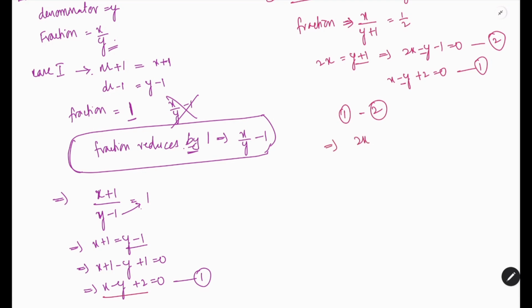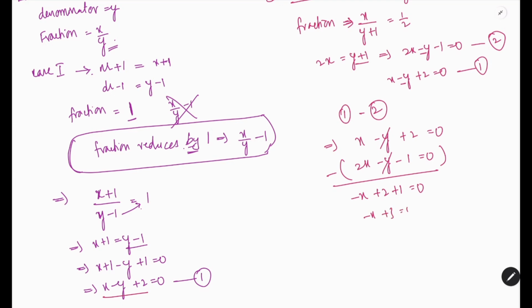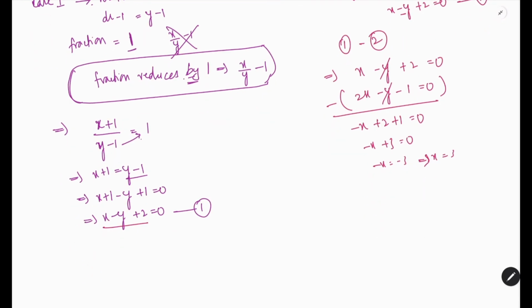The first equation is x minus y plus 2 equal to 0, and the second equation is 2x minus y minus 1 equal to 0. Subtract these two. x minus 2x is minus x. Minus y, minus of minus y is plus y. Minus y plus y cancels, and 2 minus of minus 1 is plus 1. So minus x plus 3 equal to 0. Minus x equal to minus 3. So x equal to 3. We got the value of x as 3.